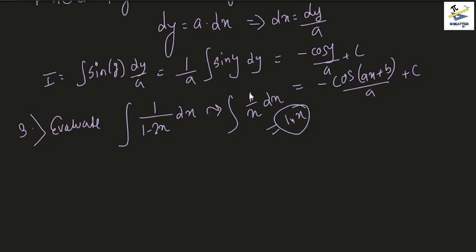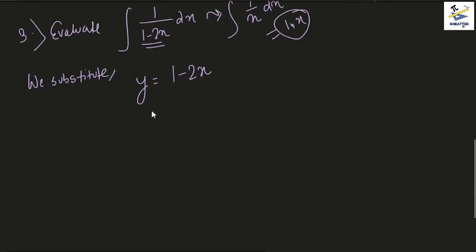So if we can somehow transform it into the form 1 by some variable and d of that variable, we can do that. An obvious way to do this is to substitute 1 minus 2x, and since it is linear, we substitute y equals 1 minus 2x. This gives us a pretty easy way to evaluate the integral, because when you differentiate both sides, you get dy equals minus 2 dx, and this gives dx equals minus dy by 2.